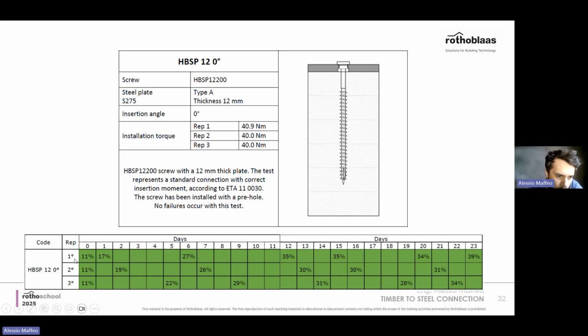On the bottom here, there are 3 repetitions. Everything is green. It means that after 23 days, we didn't have any failure. So each one of these is a line, it's a test. So these are 3 screws installed in this way, and for 23 days, they didn't break. These in green, the numbers here are the moisture content average of the piece of timber here. So there are no failures with the right installation, with the right angle, and with the right torque.